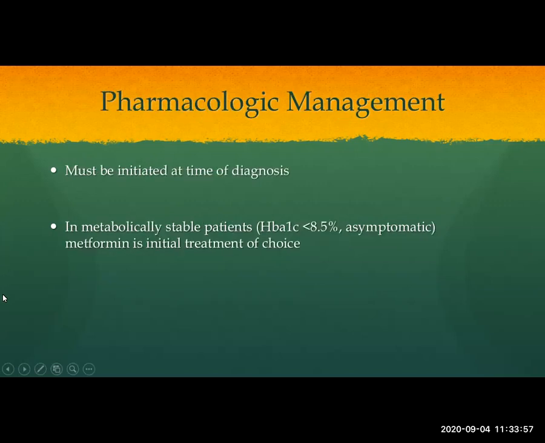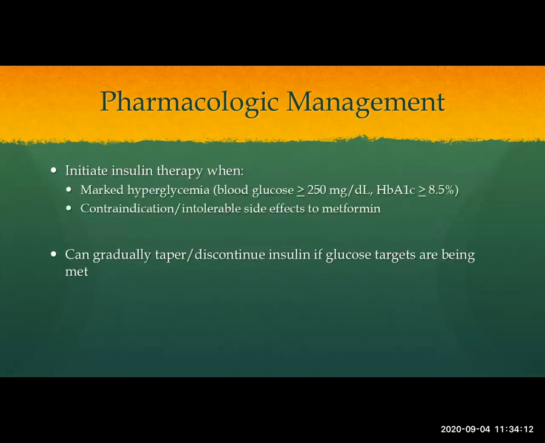Okay. So pharmacological treatment has to be started at the time of diagnosis. In metabolically stable patients, defined as someone who has an A1C less than 8.5 and is asymptomatic, metformin is the initial treatment. Insulin is recommended when you have very high blood sugars, above 250, or if your A1C is greater than 8.5, or if you've tried metformin and they didn't tolerate it because of side effects, or if there's some sort of contraindication to it. And in patients who are on both metformin and insulin, the goal is that if you have started insulin, hopefully you can come off of it or at least lower the dosing of it once the metformin kicks in.